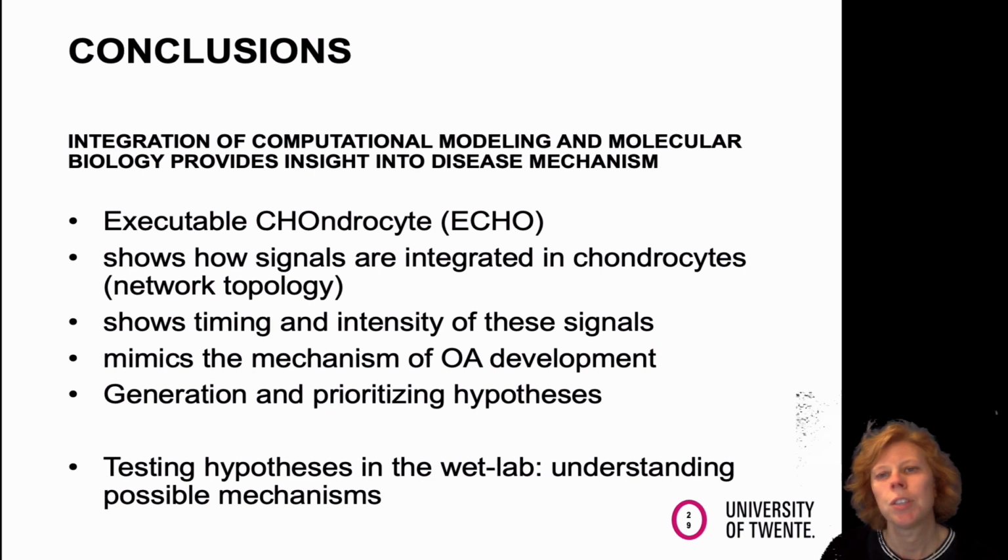So this talk has shown you how integration of computational models and wet lab molecular experiments provides insight into mechanisms that are important for tissue development, homeostasis and disease. In Animal, a modeling tool, we built ECHO, in which we show how signals are integrated in chondrocytes. And in ECHO, we are able to show the timing and intensity of these signals and to mimic the mechanisms of OA development. We use our computational model to generate and prioritize hypotheses that we can test in the wet lab.